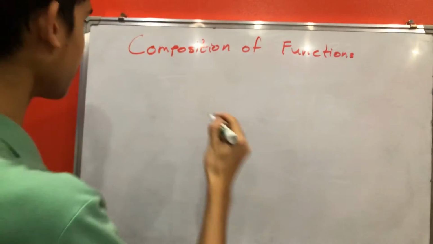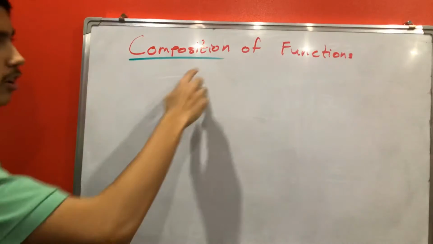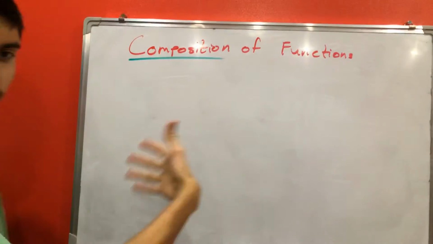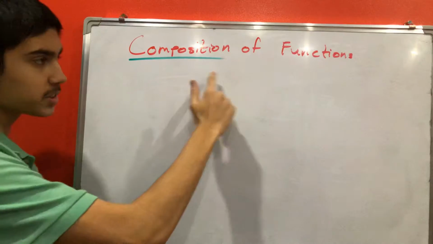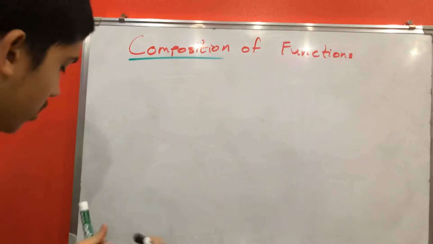So let's look at this fancy word called composition. What it means is that we have a composition of functions, okay? So we know what a function is, but a composition of functions is multiple functions inside of each other. So let's look at an example.